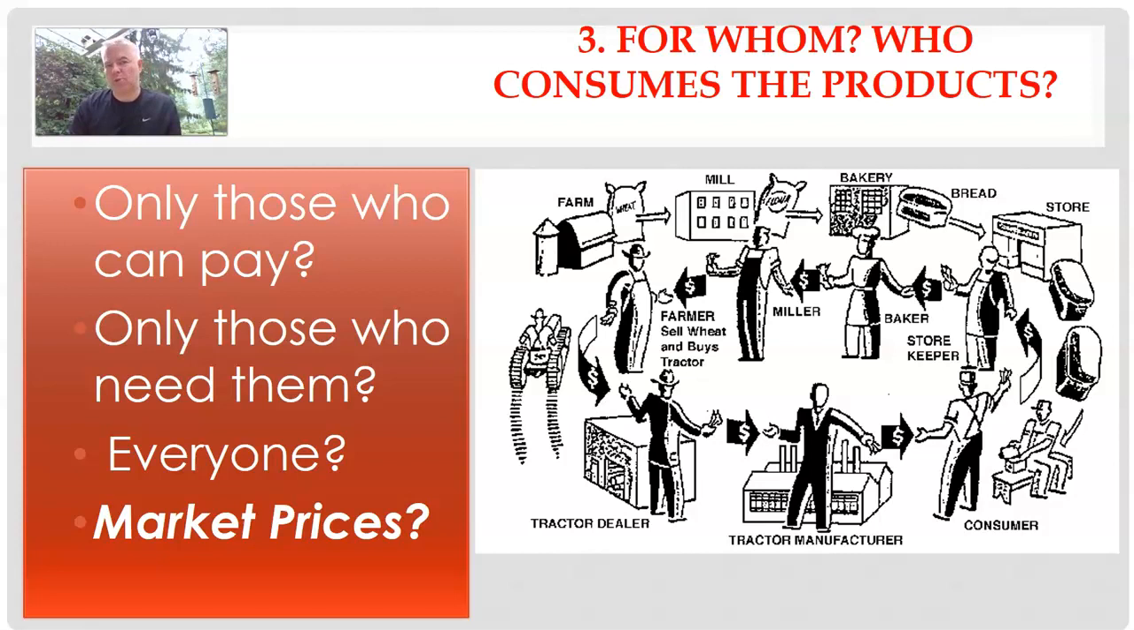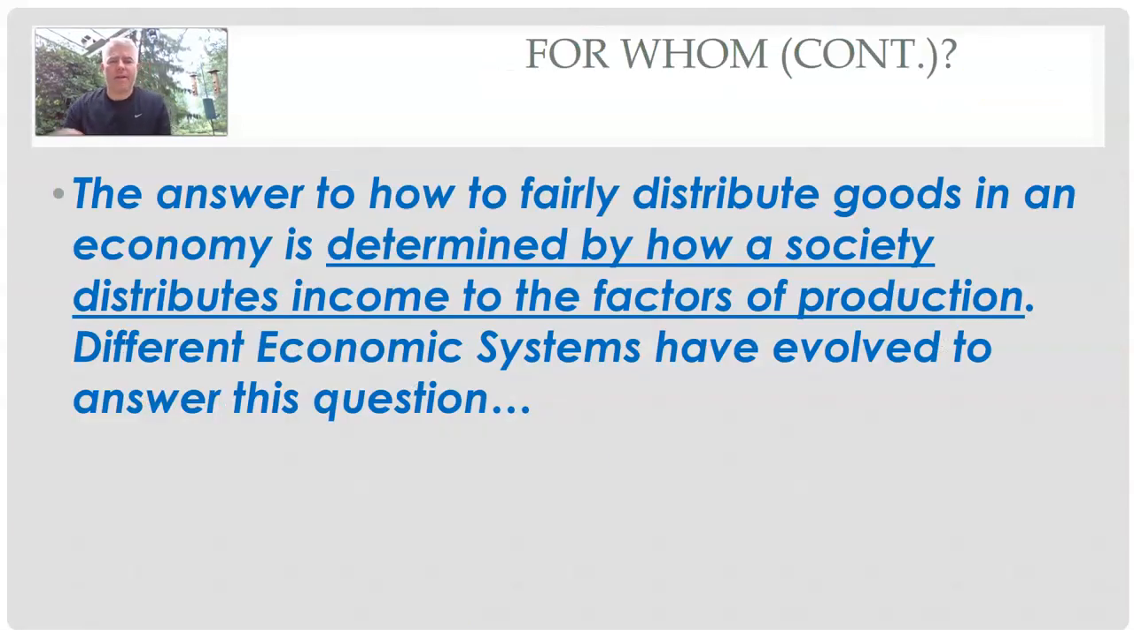And number three, for whom? Who gets to consume the products that are created in this economy? Is it only those who can pay for them? Is it only those who need them? Does everyone get them equally? Does the government make these choices, or do we privately make those choices? Ultimately, in a market-based system, market prices determine who gets to consume and who does not. The answer to how to fairly distribute goods in any economy is ultimately determined by how that society distributes income to the factors of production.